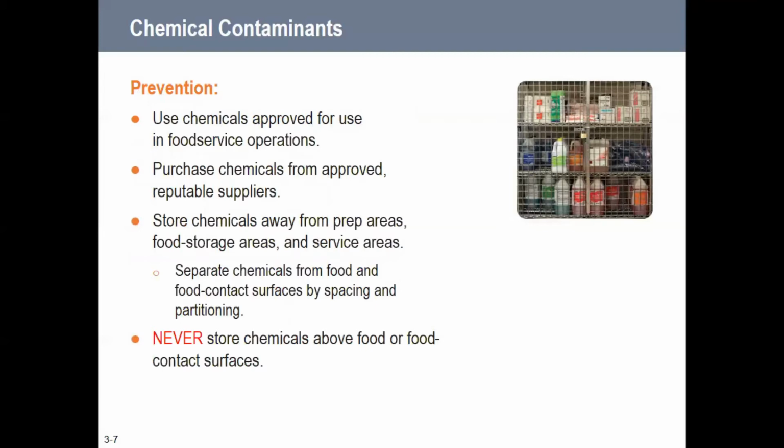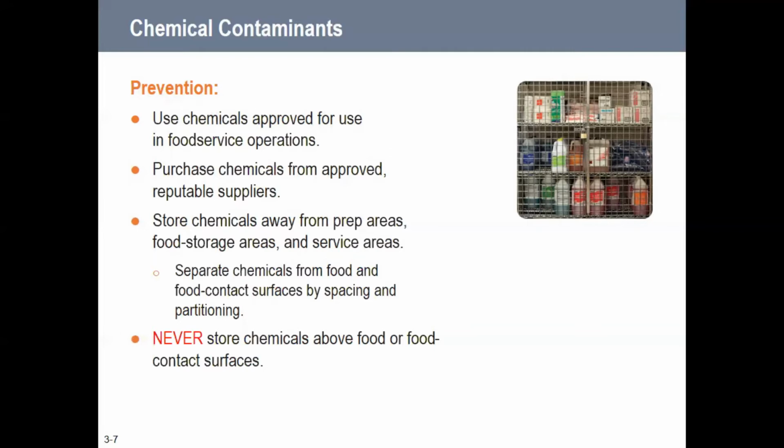Ways that we can prevent this. First and foremost, make sure we're using chemicals approved for use in food service operations. They're also necessary for the maintenance of our facility. So just don't buy chemicals for chemicals' sake. Make sure that they have a specific job that is needed for your kitchen, your dining room, whatever that may be. Of course, making sure you're getting them from approved suppliers.